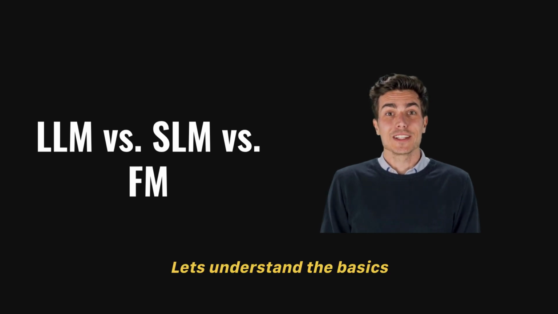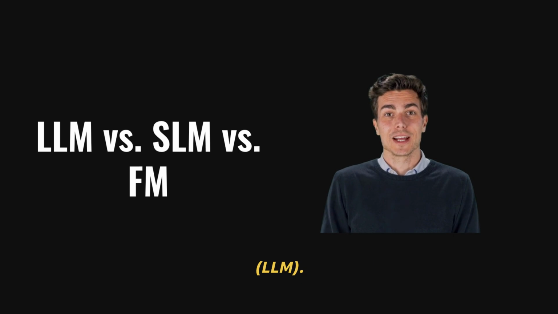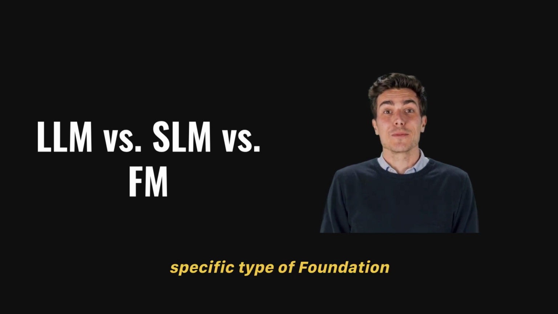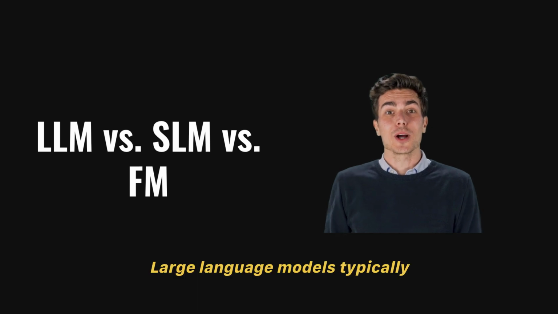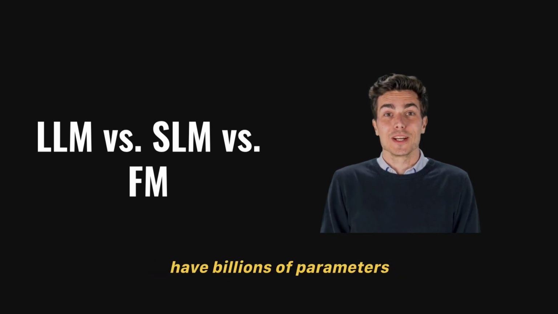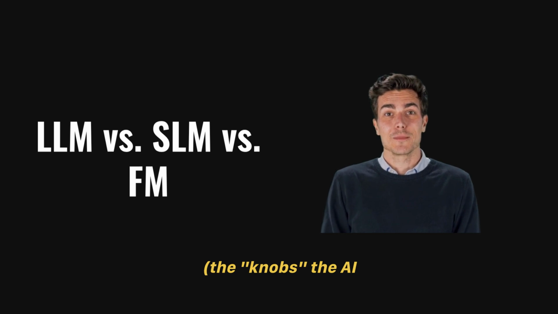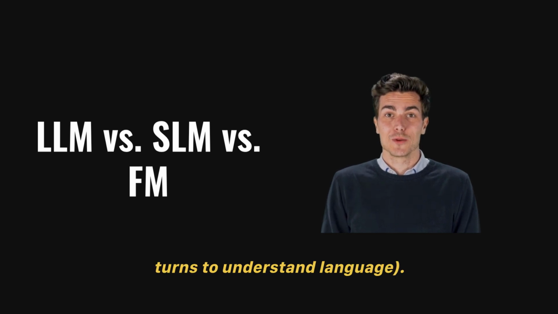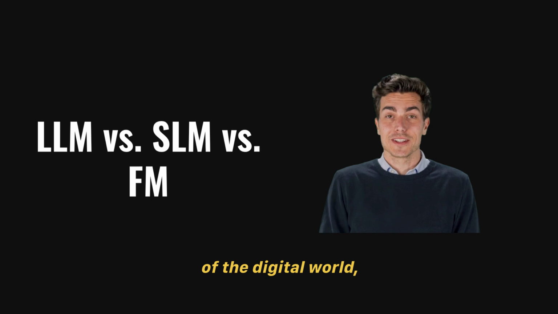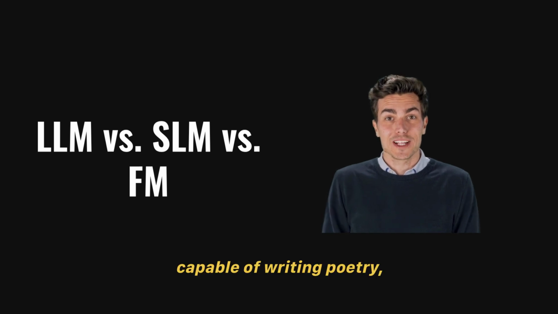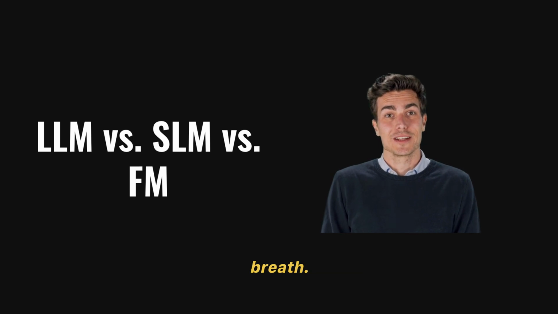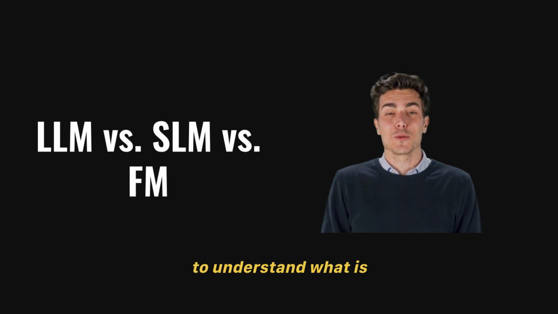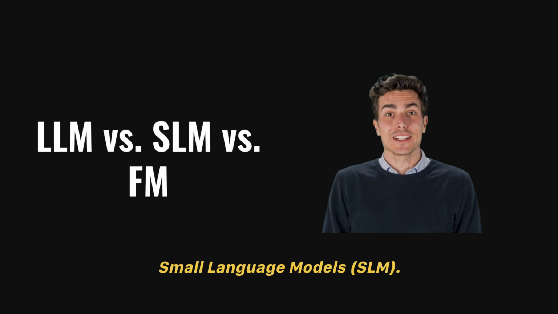Let's understand the basics of large language models, LLM. An LLM is a specific type of foundation model trained specifically on text. Large language models typically have billions of parameters, the knobs the AI turns to understand language. They are the polymaths of the digital world, capable of writing poetry, coding, and explaining quantum physics in the same breath.